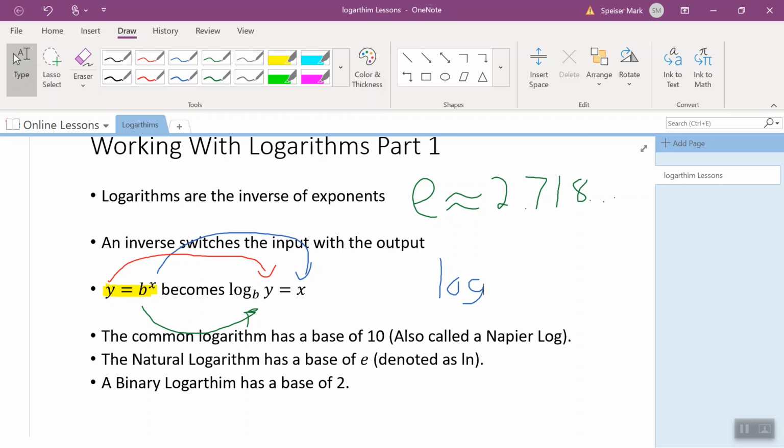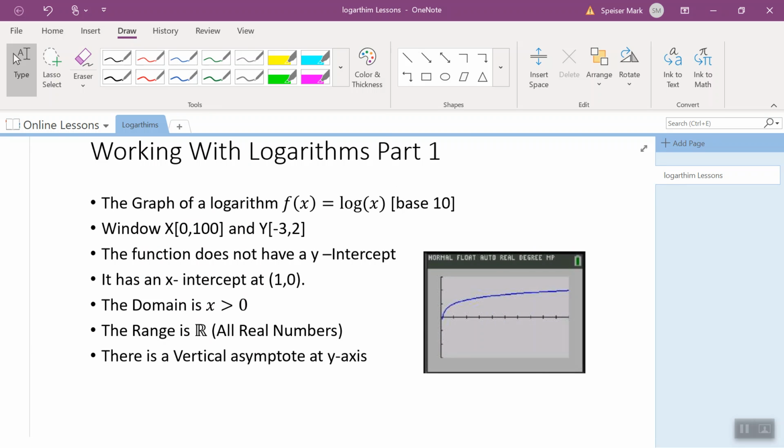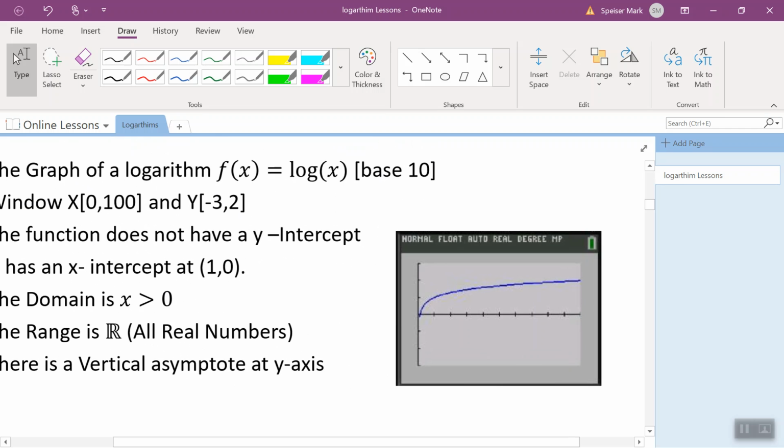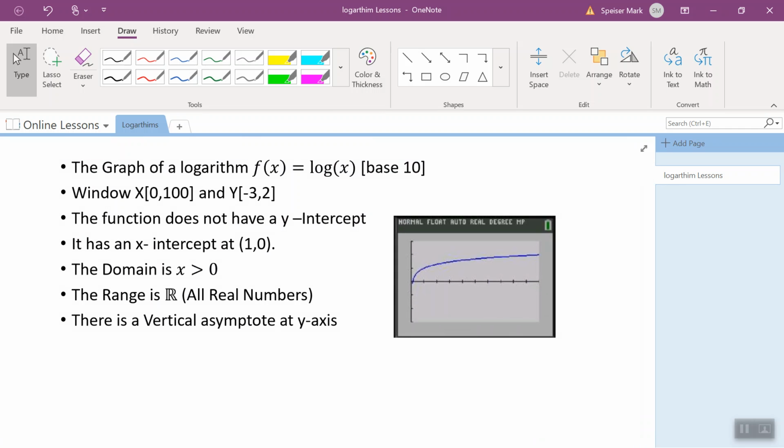Let's look at some facts about the graph of logarithms. The graph of a logarithm looks like this. It has no y-intercept. It has a vertical asymptote at the y-axis. Its domain is x is greater than 0. We'll see in a later lesson how to find a domain. The range is all real numbers. It has an x-intercept at (1, 0). The function does not usually have a y-intercept unless it's shifted. We'll go over how to find the y-intercept in a later lesson.